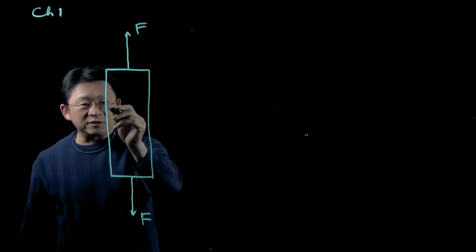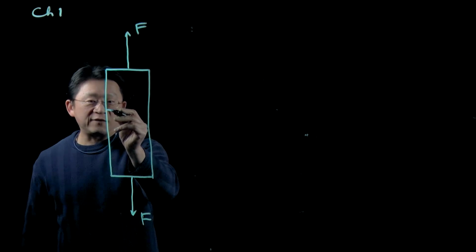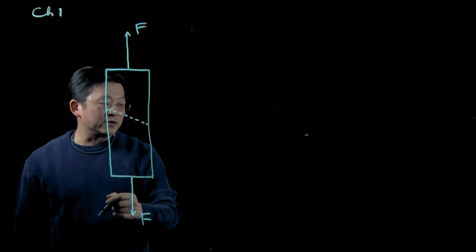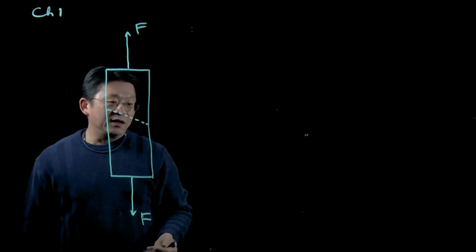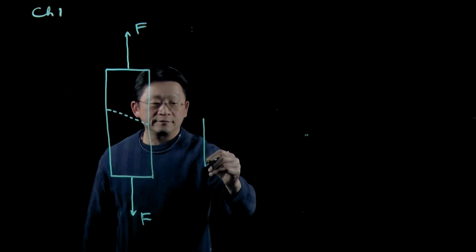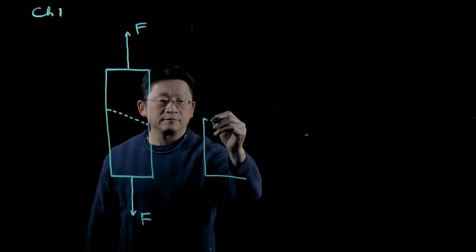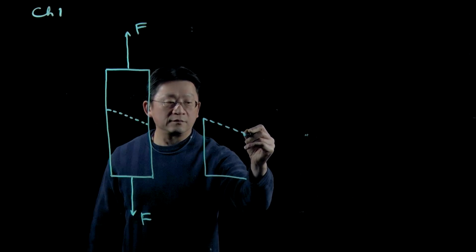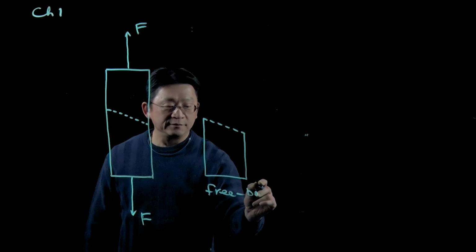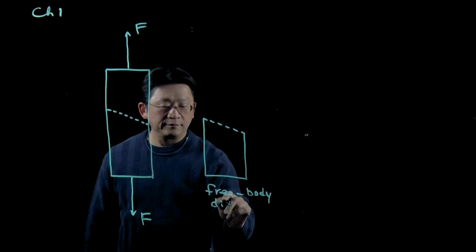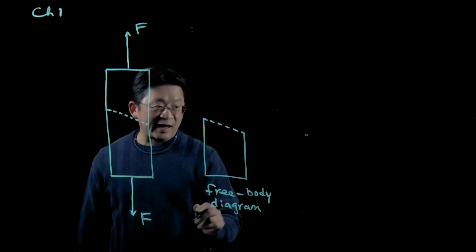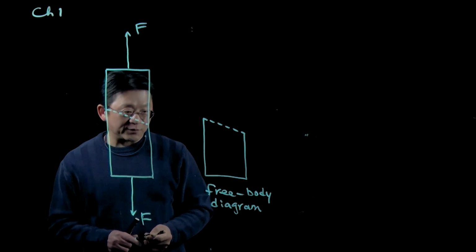And now we're interested in finding the stress in these sections. You can see this section is selected inclined. It's not vertical. So here we take the free body diagram. This is called the free body diagram, and this is from your class statics, and you should have gained the knowledge about this one.